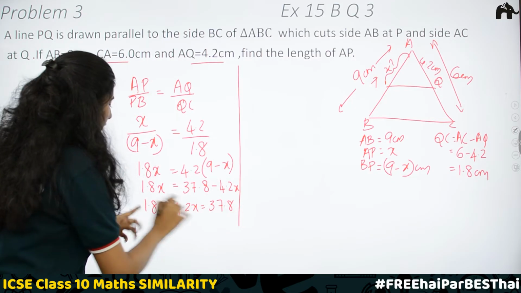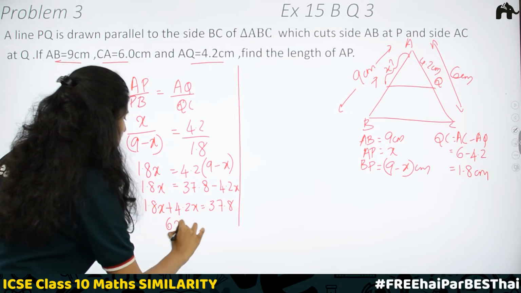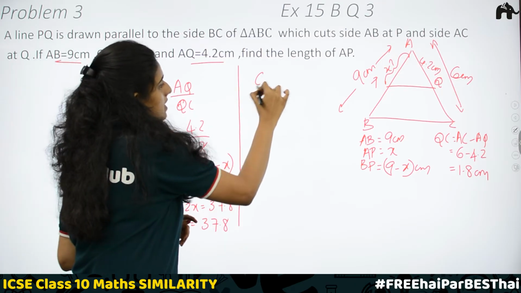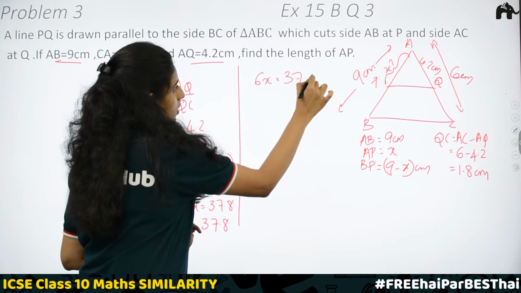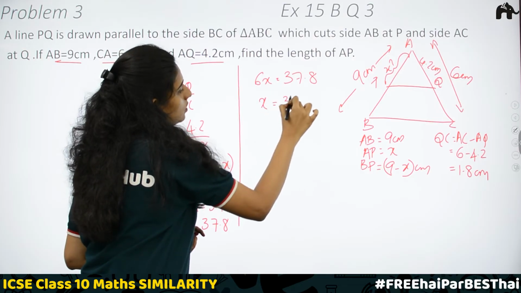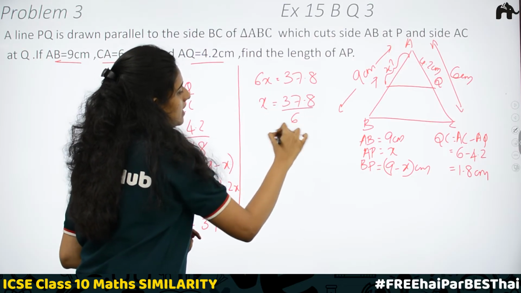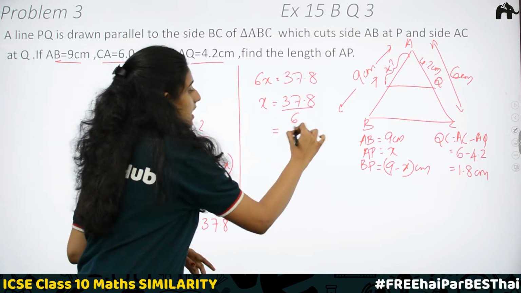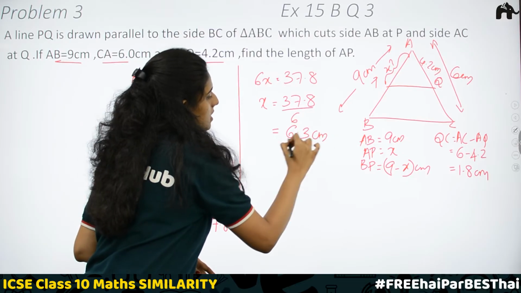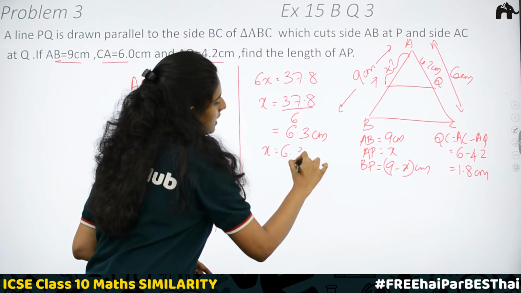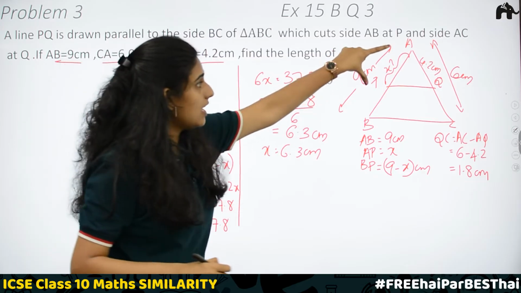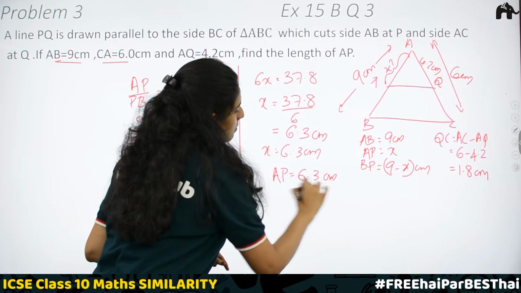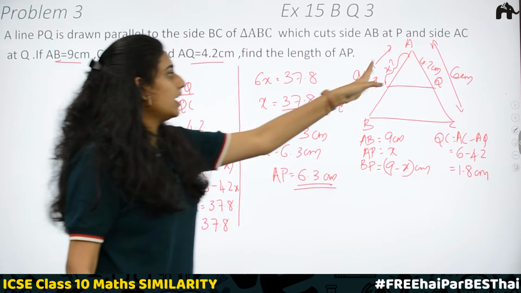Okay. Adding, we get 6x is equal to 37.8. If 6x is equal to 37.8, then x is equal to 37.8 divided by 6. What is 37.8 divided by 6? We get 6.3 centimeter. So, x is equal to 6.3 centimeter, which means our required length AP is equal to 6.3 centimeter. Here we have taken some unknown value x.